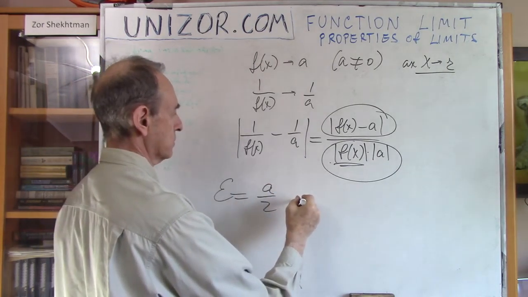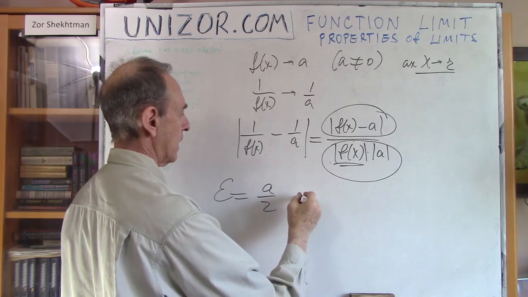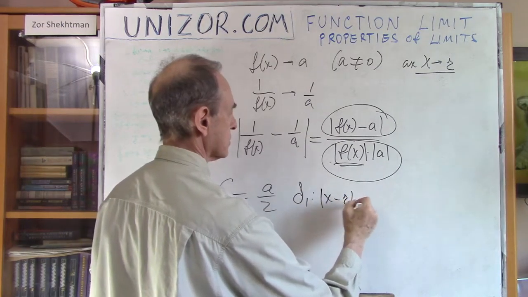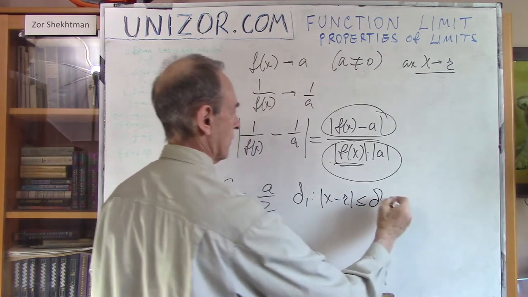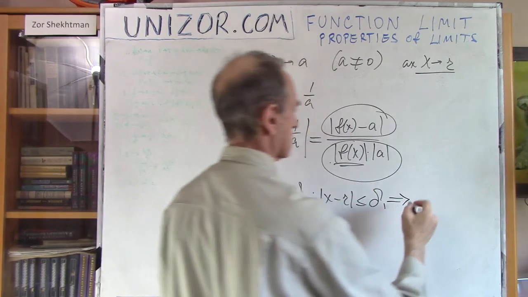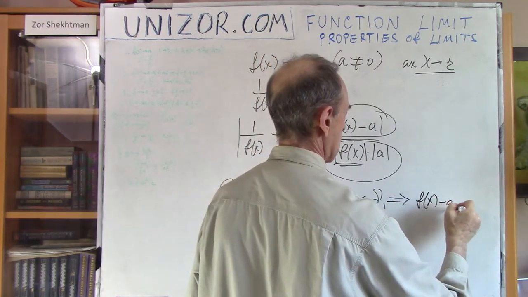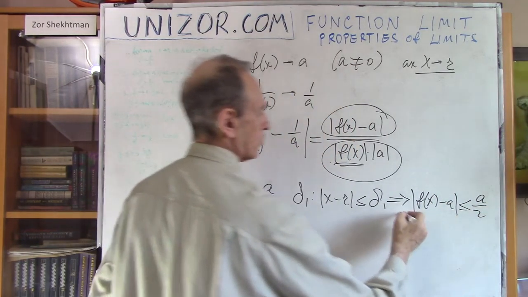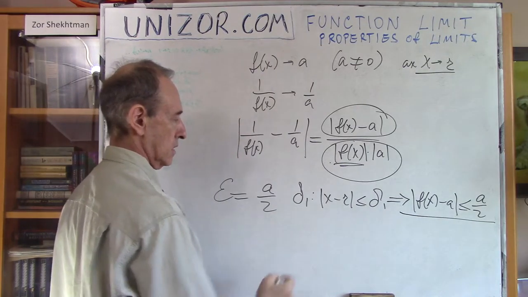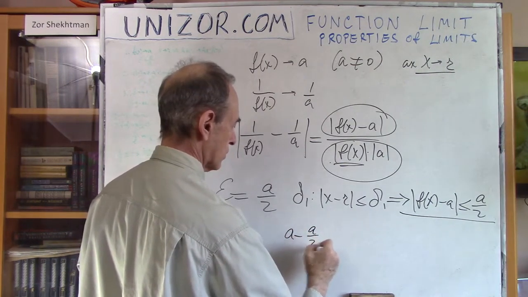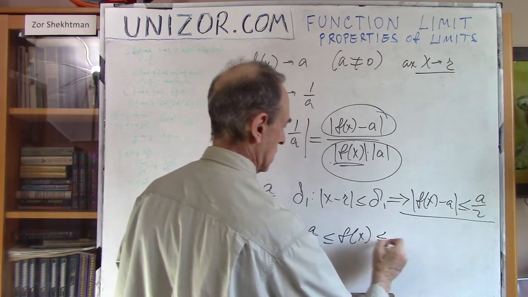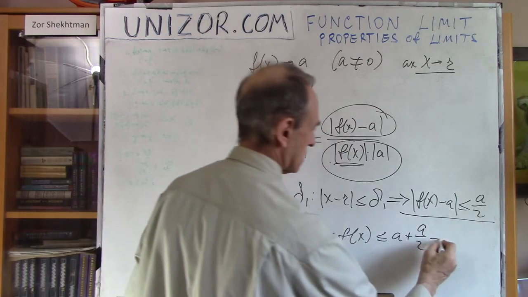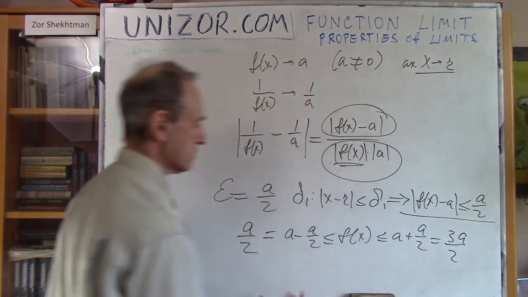Now, I find, obviously, I can find delta 1 such that if x is closer than delta 1, f at x minus a is closer than a over 2. Now, what is this? It means that f at x is between a minus a over 2, which is a over 2, and a plus a over 2, which is 3a over 2, right? So that's how we bound it.